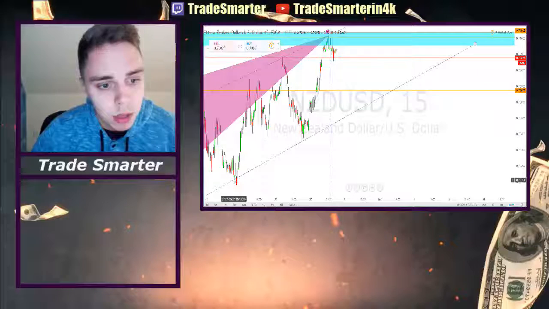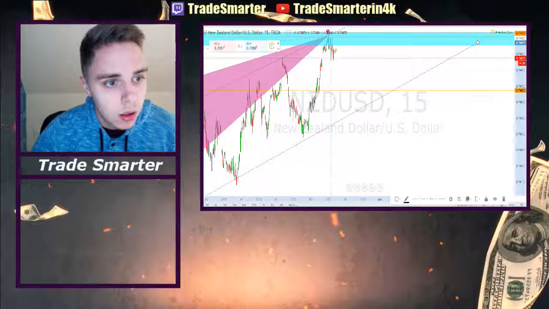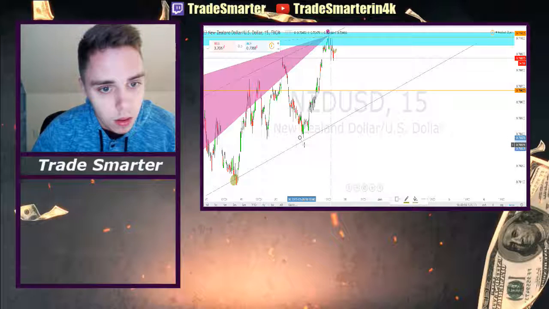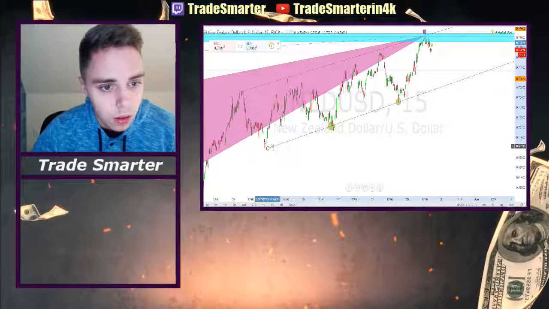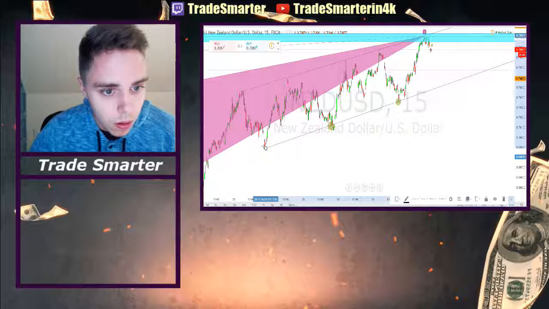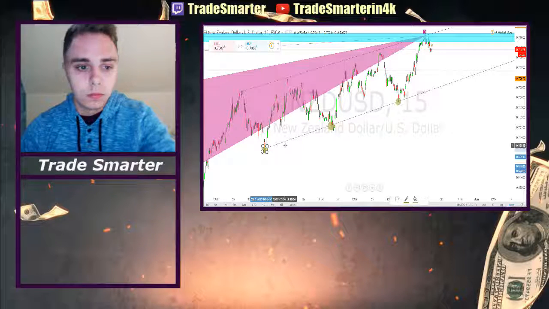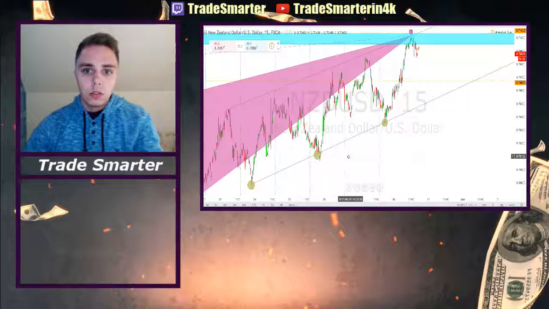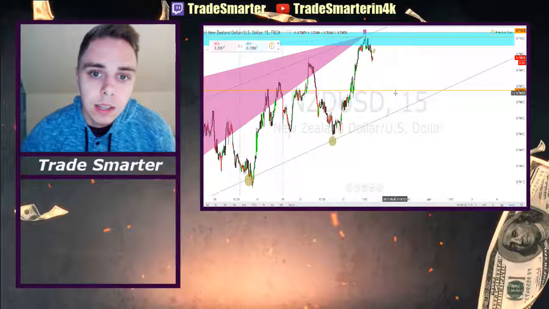So because it hit this point here, I hope you can see my mouse right here. And there. And there. So it should bounce off this or break it really strong. So it wouldn't be a bad idea to even triple trade.